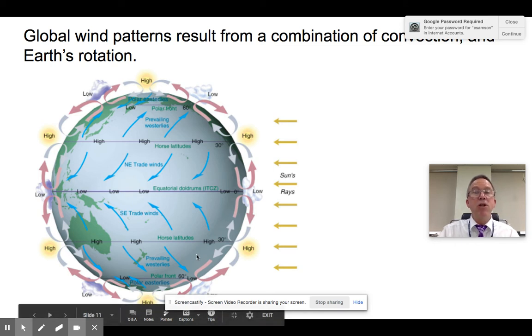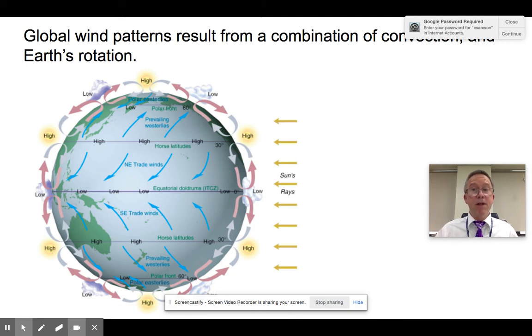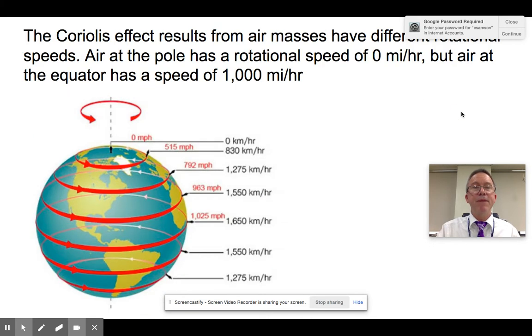So we have these global wind patterns that are a consequence of these three convection cells, the Hadley, the Ferrel, and the polar, and the fact that winds moving either towards the equator or away from the equator get deflected by the spin of the Earth. That's what gives us this general direction of the winds. That's why they're not just south to north or north to south, but they have a tendency to move east to west or west to east as well. Why? It's called the Coriolis effect.